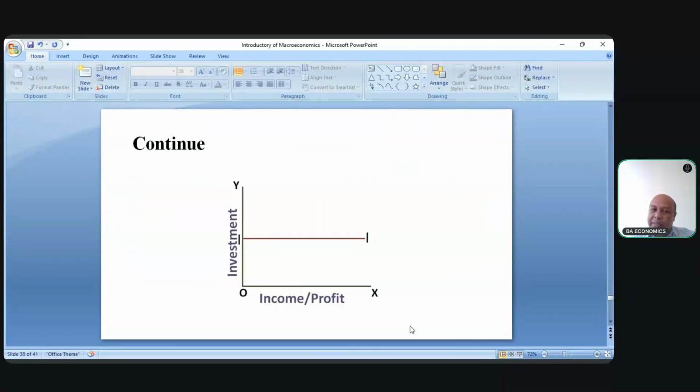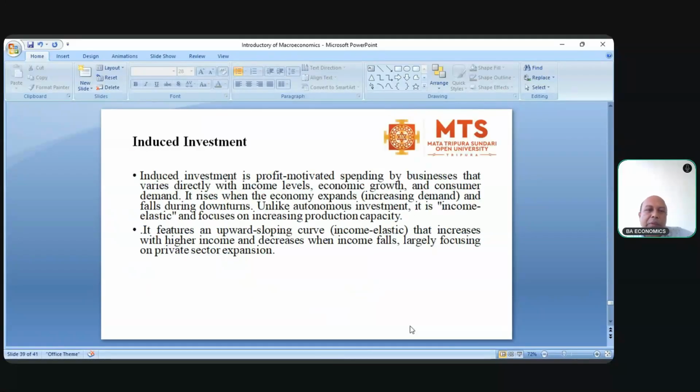And this is a simple diagram of autonomous investment. You see, the autonomous investment curve is horizontal. So whatever the income level, the investment level remains the same. It means the investment level does not depend on income or profit. Induced investment is just the opposite. Induced investment is profit-motive spending by business people that is directly affected by the income level, economic growth or consumer demand. So actually, this is profit-motive investment.